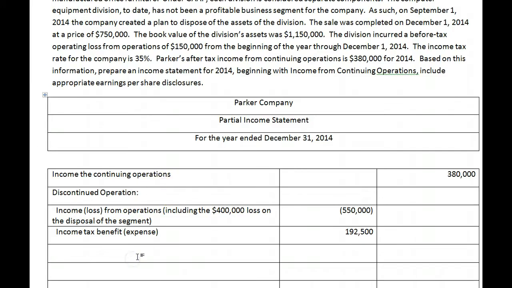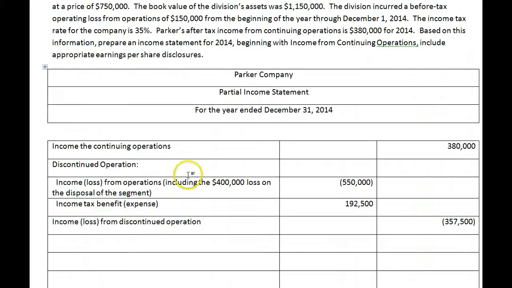All right. Now, in addition to that, that will give us our total income or loss from the discontinued operation. And we just net that, so it's going to be the 550,000 netted with the 192,500, and when we do that, we get a net of 357,500. So that's our income or loss from discontinued operation. And the last thing we would show is our net income. And net income would be the 380 less the 357,500. So this company made 22,500.